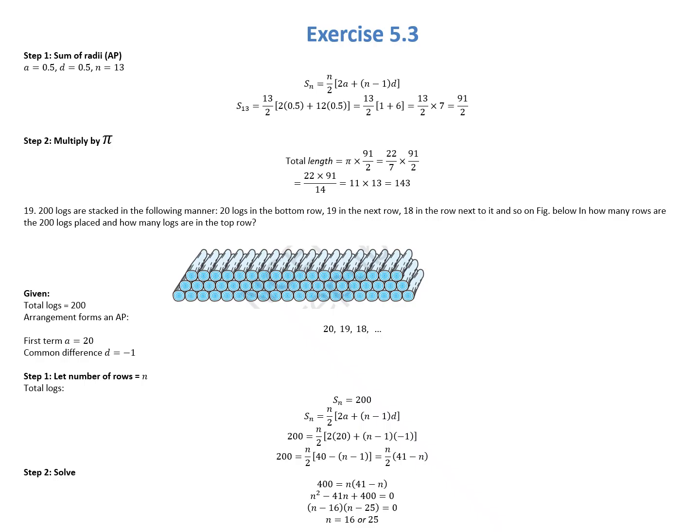Okay, so the sum of the radii is equal to... we have a is equal to 0.5, d is equal to 0.5, and n is equal to 30. We'll solve it, get the value as the total length, and multiply that by pi to get the final answer.